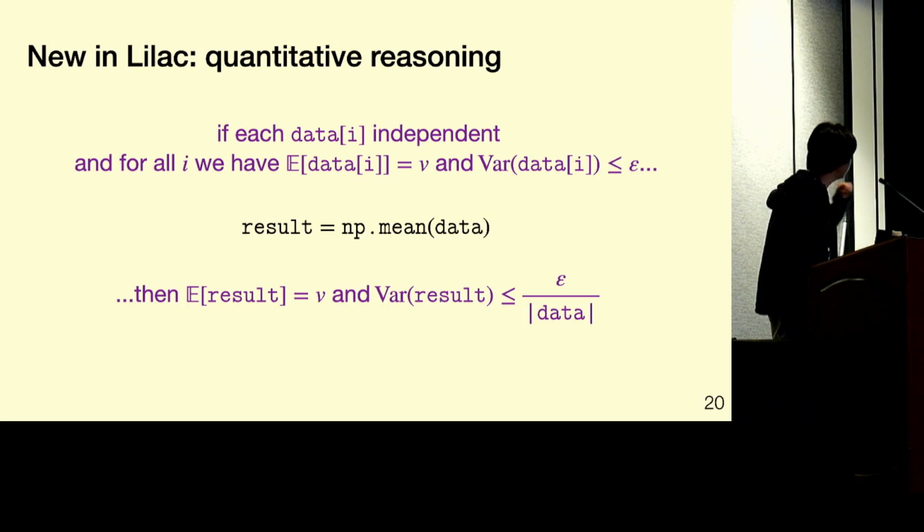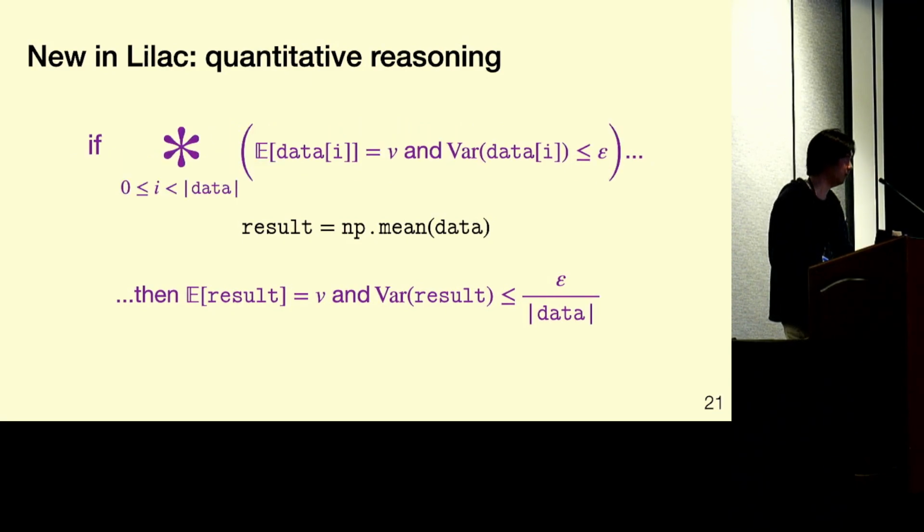We have connectives for talking about expectations of random variables and variances, and for talking about inequalities on real numbers. And also, for this independence constraint, we have the ability to express mutual independence of the elements of the array using an iterated separating conjunction.